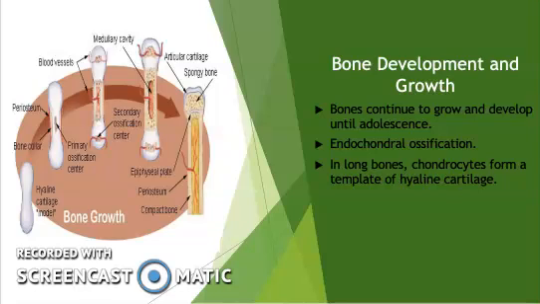Appositional growth is the increase in the diameter of bones by the addition of bone tissue at the surface of bones. In the diagram to the left, you can see how the bone grows. Endochondral ossification is the process of bone development from hyaline cartilage, and the periosteum is the connective tissue on the outside of bone that acts as the interface between bone, blood vessels, tendons, and ligaments.